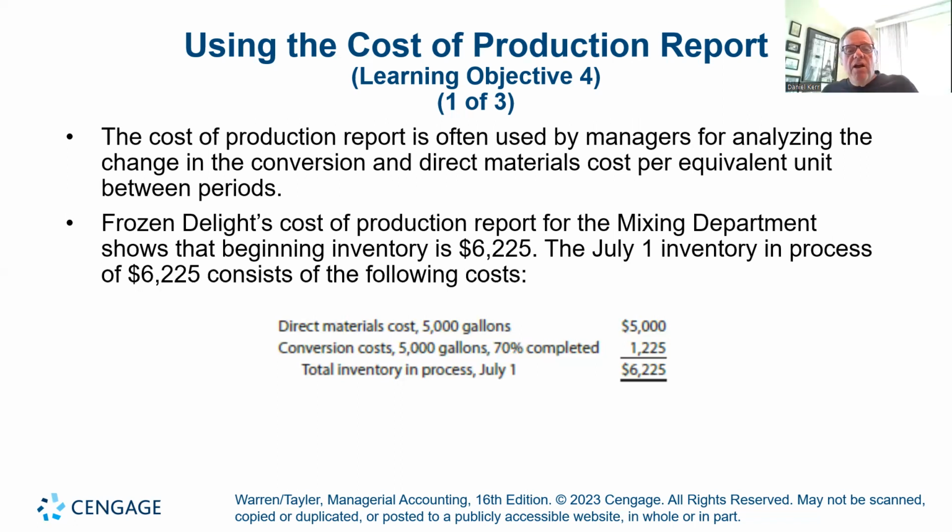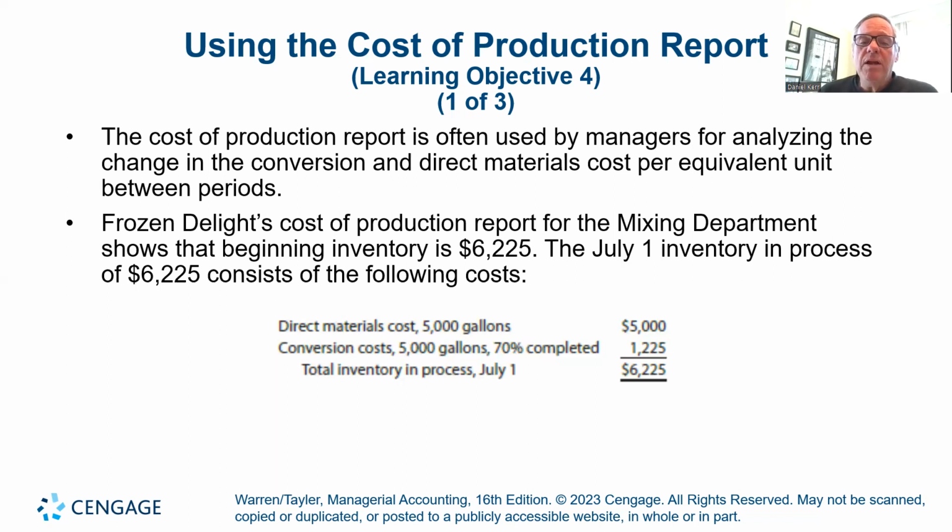So we've got our beginning inventory is $6,225 worth of cost. It's confusing here. One of the things I think you get confused in this chapter is what numbers are in dollars and what numbers are in units. So Frozen Delight, this is our ice cream company. So the cost of the beginning inventory on July 1st is $6,225, and that's made up of 5,000 gallons of material and conversion costs, 5,000, which were 70% complete, 1,225, right? So those are my total costs.